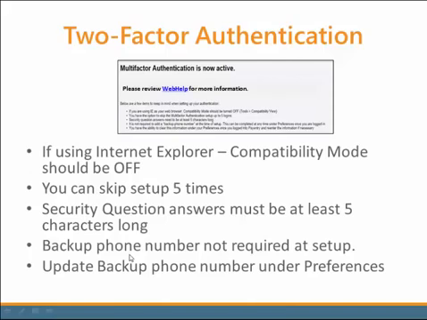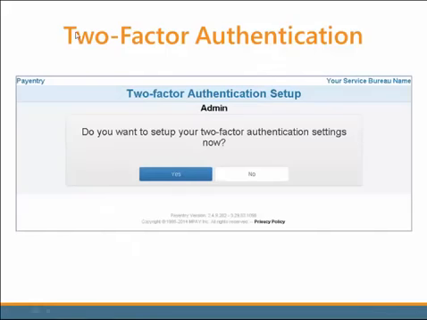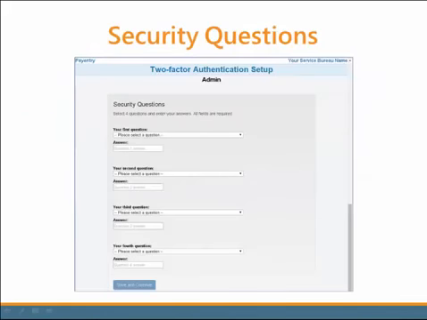If you are going back to set them up later, you can go under Preferences and select to modify backup phone numbers. Next, you will see this question: do you want to set up your two-factor authentication settings now? If you choose yes, then it will take you to the security question setup.